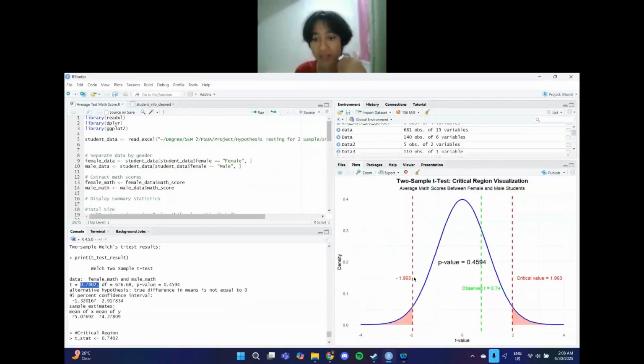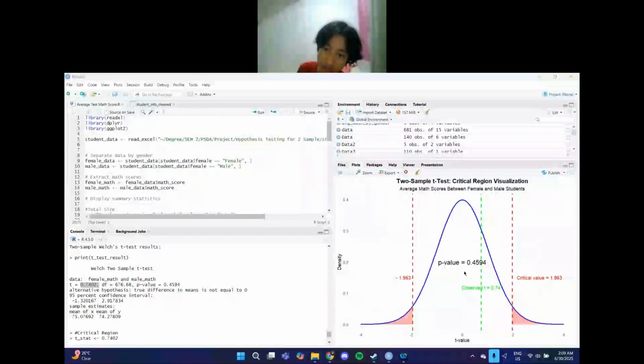As for the visualization, the p-value is 0.459, which exceeds our significance threshold, where alpha is equal to 0.05. The t-value falls within the acceptance region, so the result is that we fail to reject the null hypothesis. The conclusion is there is no significant difference between both genders in average math test score.